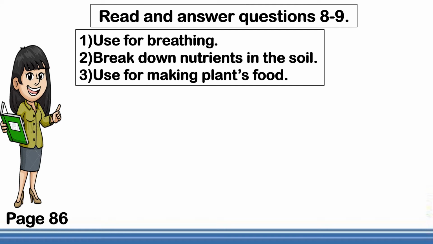This time, you read and answer questions 8 to 9. Use this one as your guide. Number 1. Use for breathing. Number 2. Break down nutrients in the soil. Number 3. Use for making plants food.